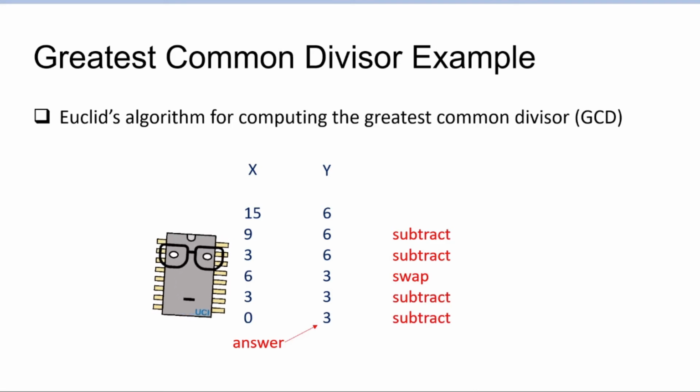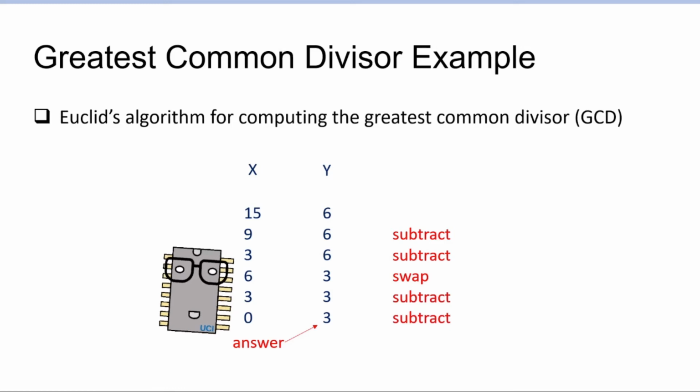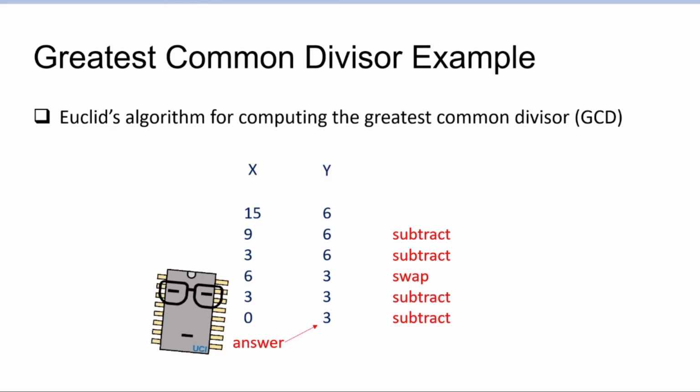But now x is smaller than y because 3 is smaller than 6. And when that happens, we don't subtract, we swap. So that x is now 6 because y was 6 before. And y is now 3 because x was 3 before. And now x is again larger than y, so we do subtraction. And now we get 3 and 3.